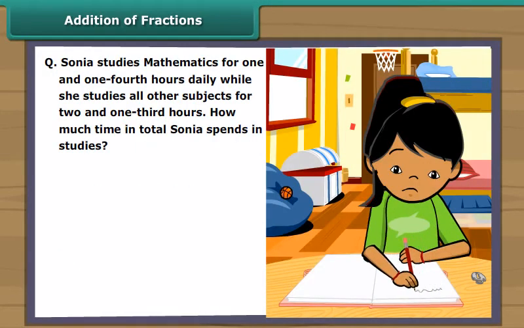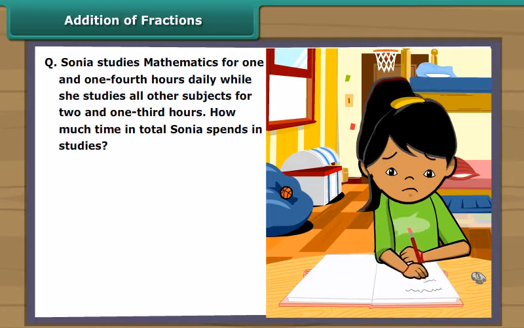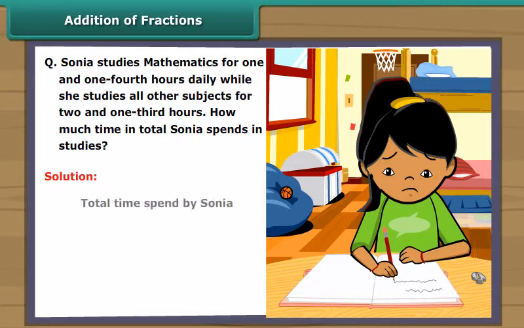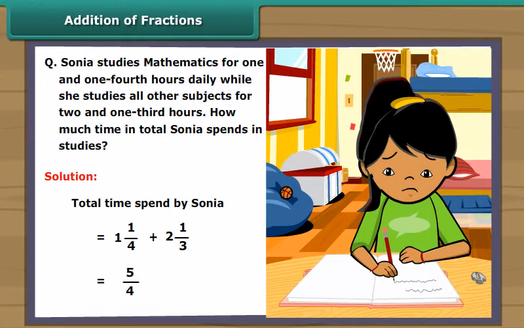Sonia studies mathematics for 1 1/4 hours daily, while she studies all other subjects for 2 1/3 hours. How much time in total Sonia spends in studies? Total time spent by Sonia is equal to 1 1/4 hours plus 2 1/3 hours. This is equal to 5/4 plus 7/3.